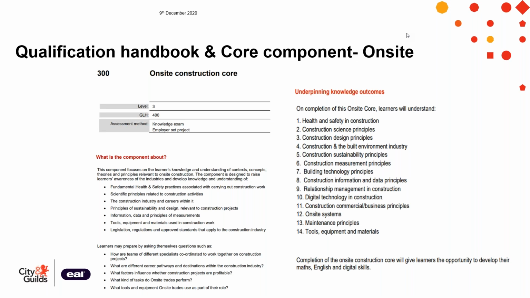Some key points to pick up on are areas where you can do some reading later on. What is the component about, which picks out a few topics. Then there are the questions learners can ask themselves in preparation for undergoing the core component. To the side is another part of the qualification handbook, which lays out all of the underpinning knowledge outcomes. This could be CPD for staff or areas where you may need to do extra research, such as digital technology or sustainability.